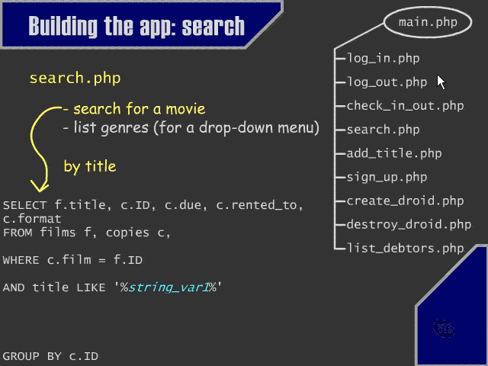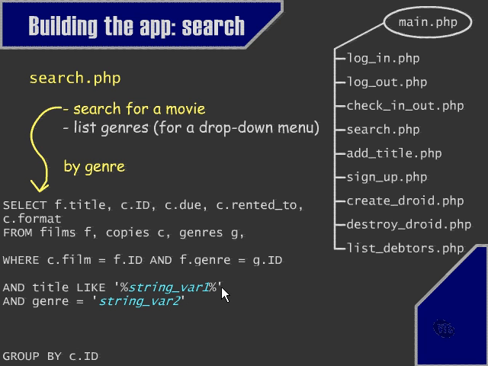then the SQL query will search on the films table and the copies table. It will link the films table to the copies table by the film column in the copies table and by the ID column in the films table. The search criteria will be the string variable, which stands for the particular part of the title that the customer has requested. So we're able to search for partial titles here.